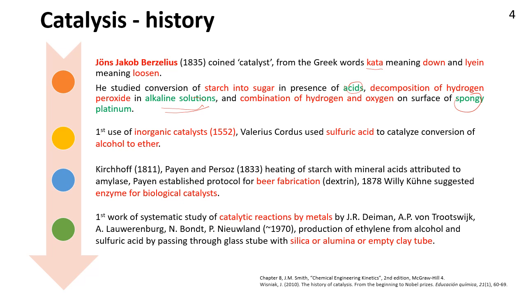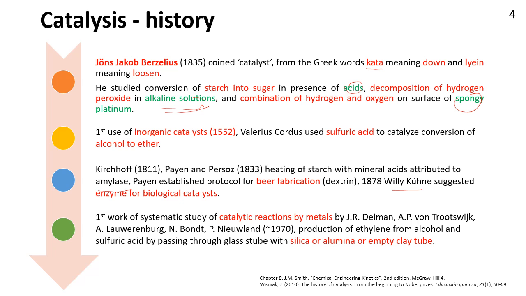And in the late 18th century, a lot of work was done earlier also on the formation of alcohol. But here there was a lot of work on adding substances to increase the rate of reaction. And they established a protocol for beer fabrication. And they saw there that when you added a certain substance, which is known as amylase, the formation of alcohol increased, and the speed at which it formed increased. And Willy Kuhne suggested that you could call these compounds enzymes, which were biological catalysts.